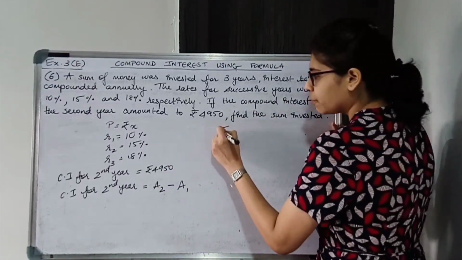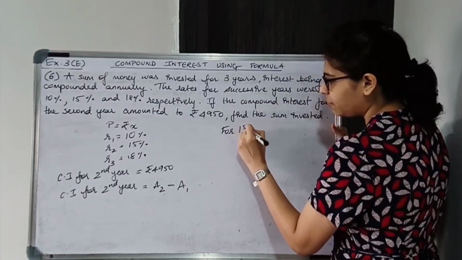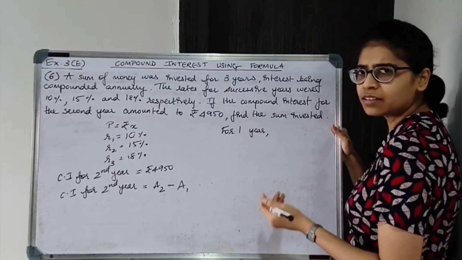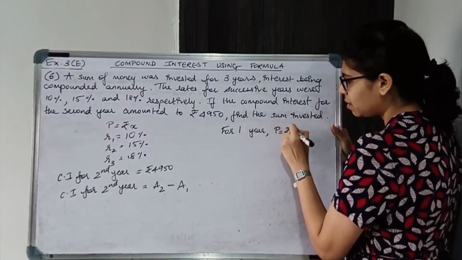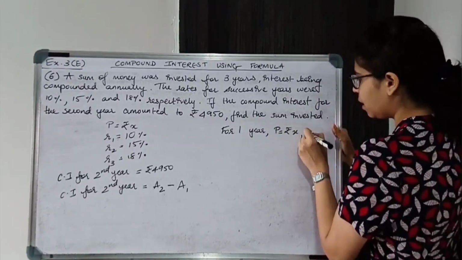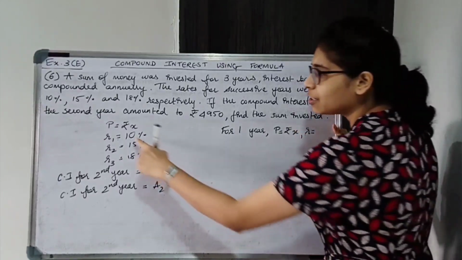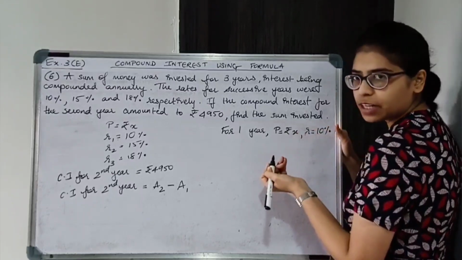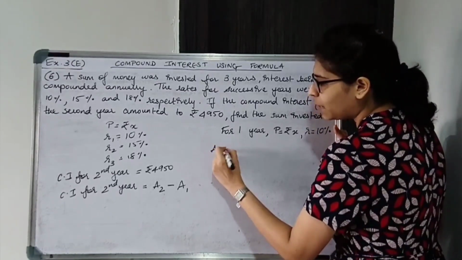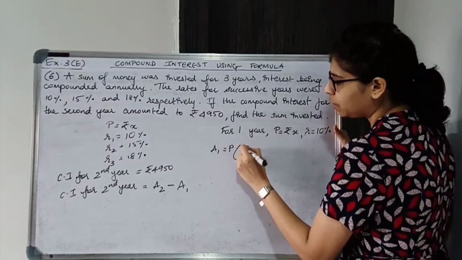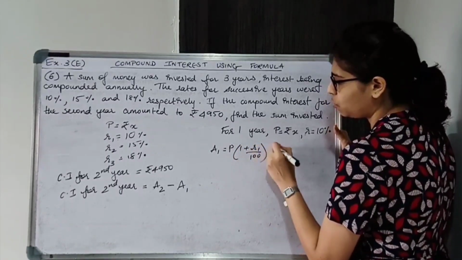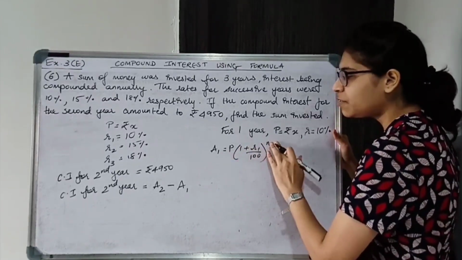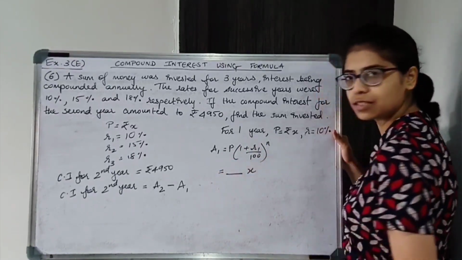So for first year, that is 1 year. For 1 year, principal is X rupees. Rate of interest for 1 year is 10%. For first year it is 10%, and N will be 1. So you will find the amount for 1 year. It will be P into 1 plus R1 upon 100 raised to N. You will substitute the values. P is X, rest we know, so you will get something in terms of X.